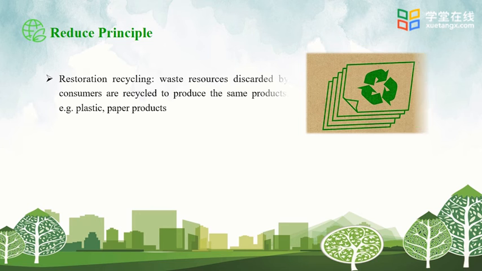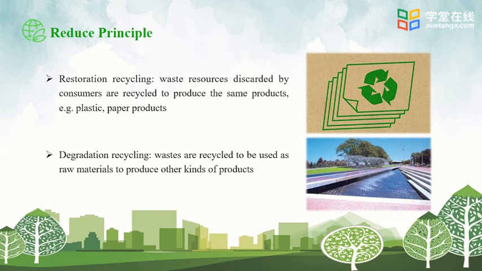Here are some cases. First of all, the figure above shows the recycling of waste paper. Cartons and papers are frequently marked with the recycling symbol to indicate that they are made of recycled paper, not wood pulp. This is what we call restoration recycling, a method in which we use renewable resources discarded by consumers to manufacture products of the same category, e.g., plastic or paper products. This is viable. Secondly, we would like to introduce degradation recycling, as certain wastes cannot be used to manufacture the same products. They are used to manufacture a lower tier product.